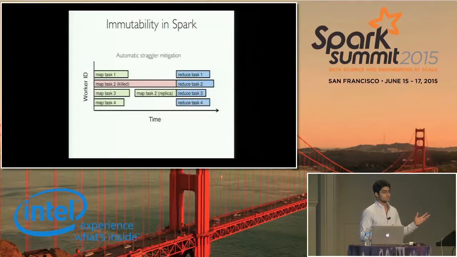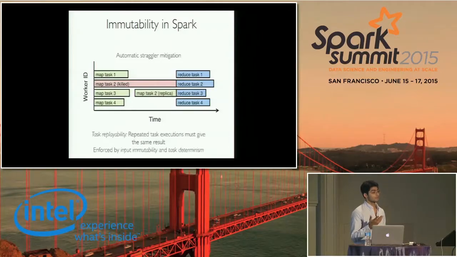Now, both these features, fault tolerance and straggler mitigation, require that each time a task is run, it leads to the same result, regardless of what else has occurred in the system. So that's this property of task replayability. And Spark ensures this by requiring each task's input to be immutable, which is implemented by copying the input effectively before updating it. And also, tasks have to be deterministic. So that's partially guaranteed by making them single-threaded, although it's still possible to bring in some non-determinism if you try.